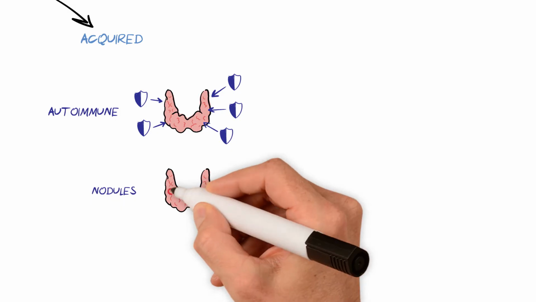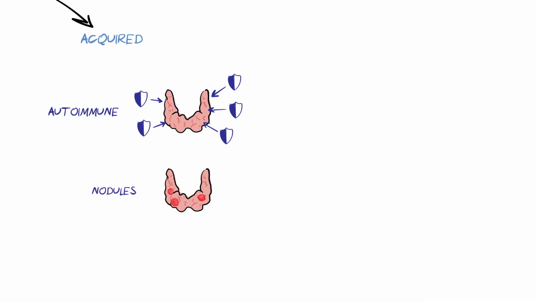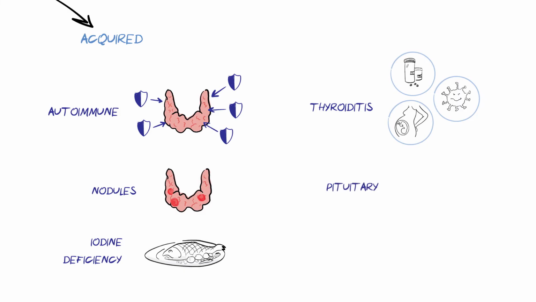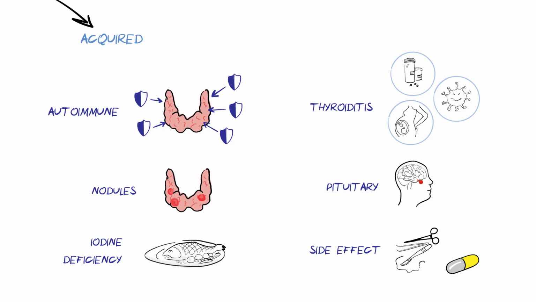Thyroid nodules are extra lumps or nodules of thyroid tissue which are usually benign or non-cancerous, but they can affect thyroid hormone levels. Very rarely, these nodules will be cancerous, which will require specialist treatment. Iodine deficiency, which is more common in the developing world. Other rarer causes include thyroiditis, such as after an infection, after pregnancy, or with certain medications such as lithium and amiodarone. These are usually temporary. Problems with the pituitary gland in the brain, and as a consequence or side effect of thyroid treatment.